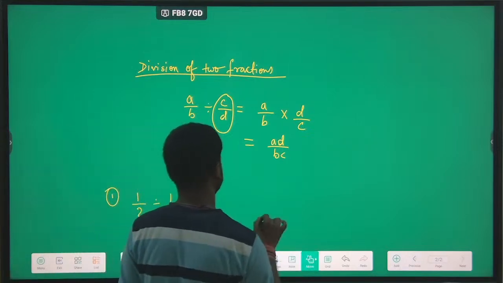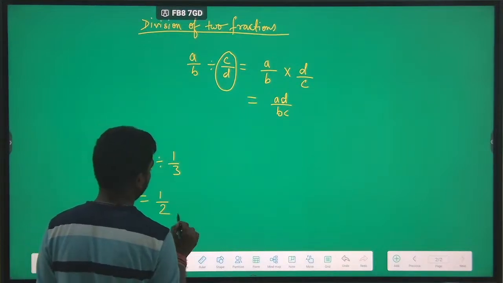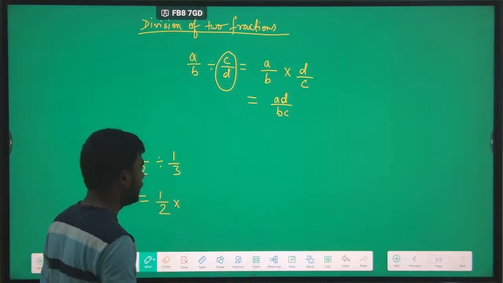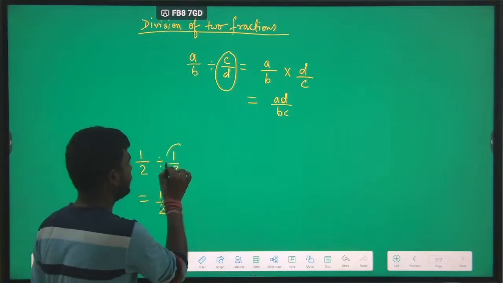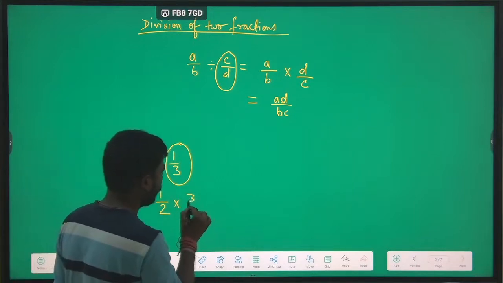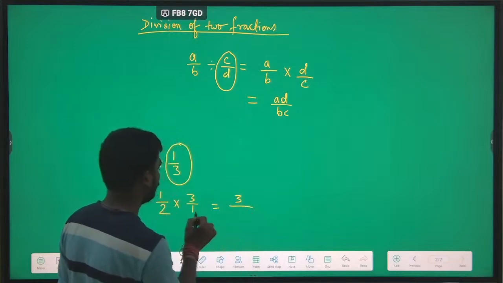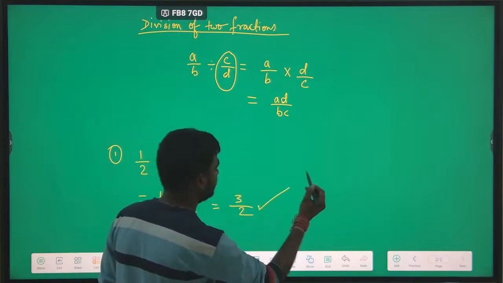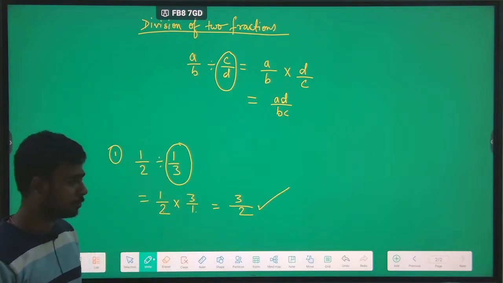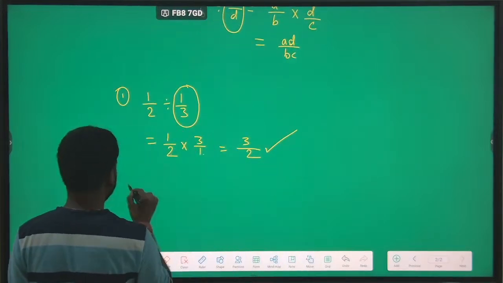Let me solve it. This 1 by 2 will be 1 by 2. When changing the sign of division into multiplication, we have to reciprocate this second fraction. So it will be 3 upon 1. So what will we get? 1 into 3 will be 3 and 2 into 1 will be 2. So 3 by 2 will be our correct answer. Did you get it?